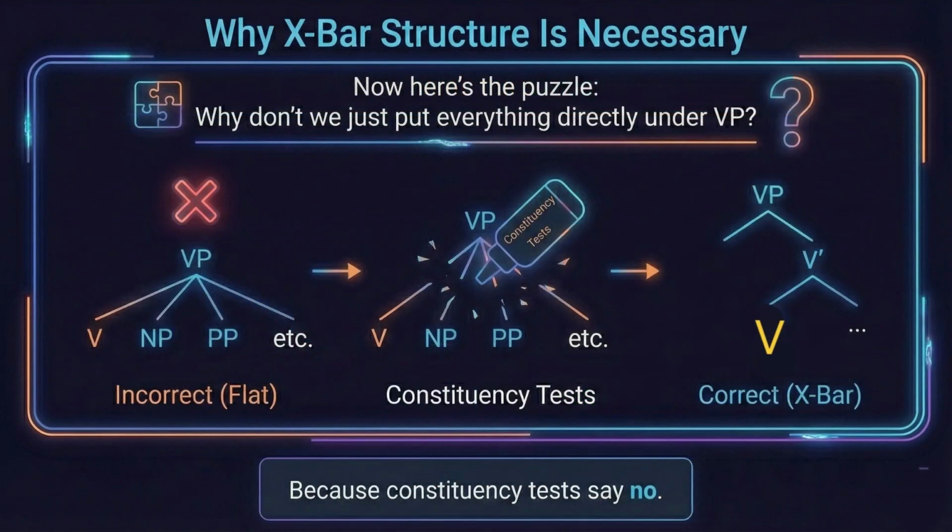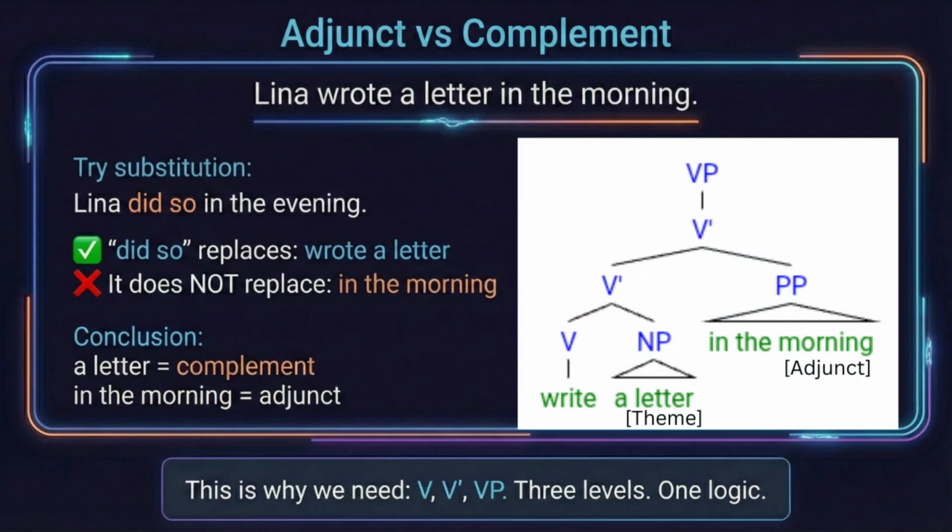Why X-bar structure is necessary? Now here's the puzzle. Why don't we just put everything directly under VP? Because constituency tests say no. Adjunct versus complement. Sentence: Lena wrote a letter in the morning. Try substitution: Lena did so in the evening. Did so replaces wrote a letter. It does not replace in the morning. Conclusion: a letter is complement, in the morning is adjunct.